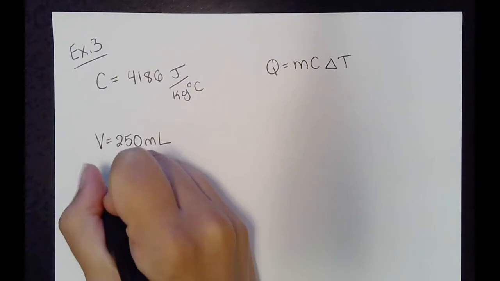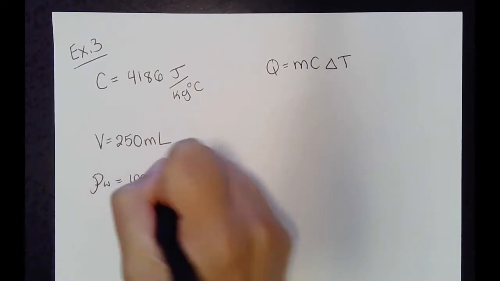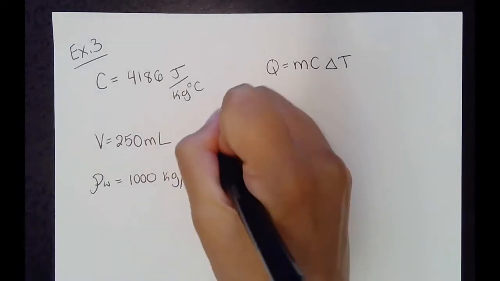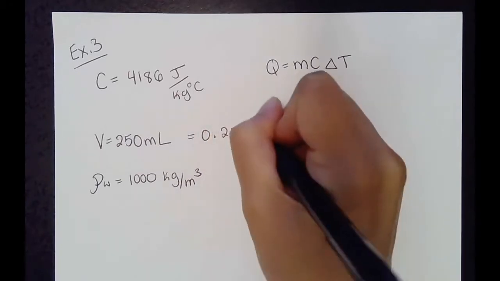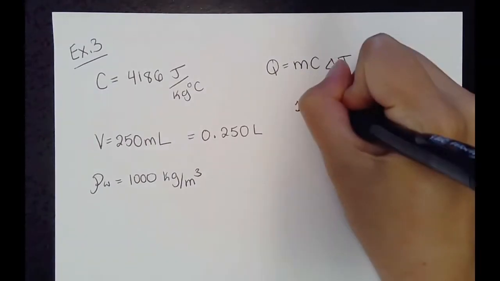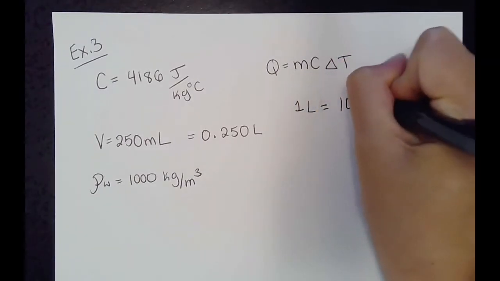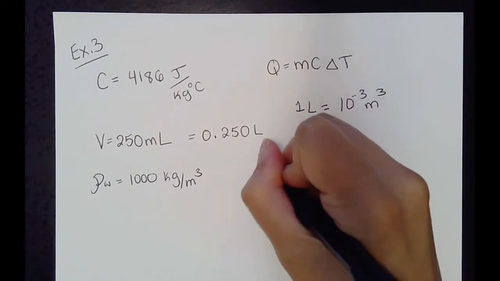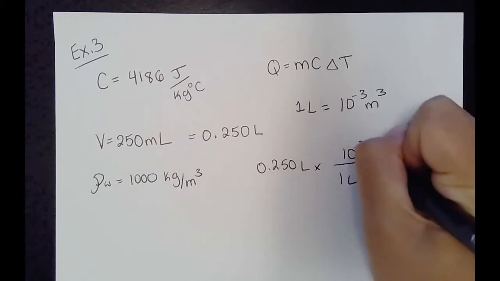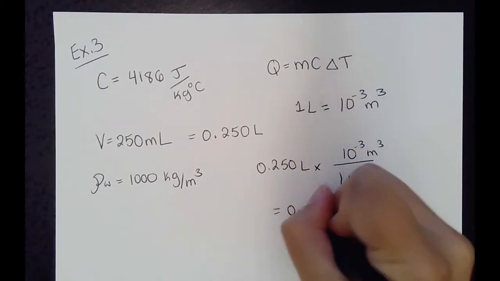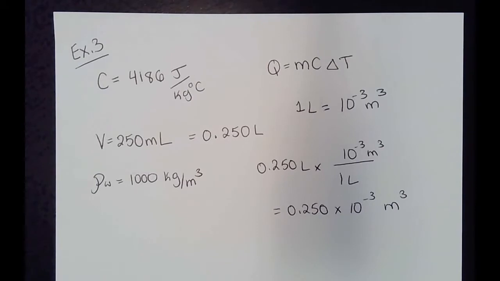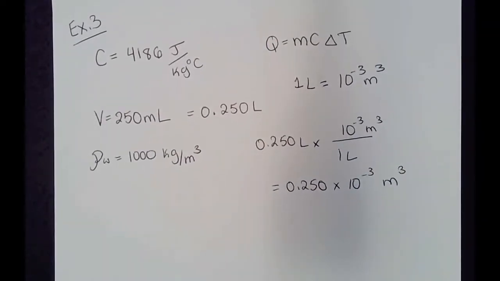So we'll need to use the density of water, 1,000 kilograms per meter cubed, in order to convert that into a mass. So first let's put that in liters, that's 0.250 liters. And then we can convert using 1 liter equals 10 to the negative 3 meters cubed. So we'll have 0.250 liters times 1 liter over 10 to the negative 3 meters cubed equals 0.250 times 10 to the negative 3 meters cubed.